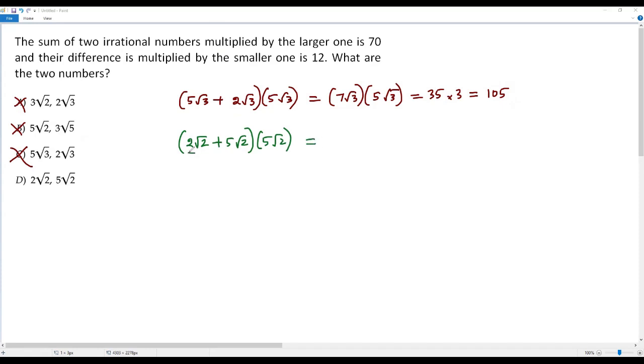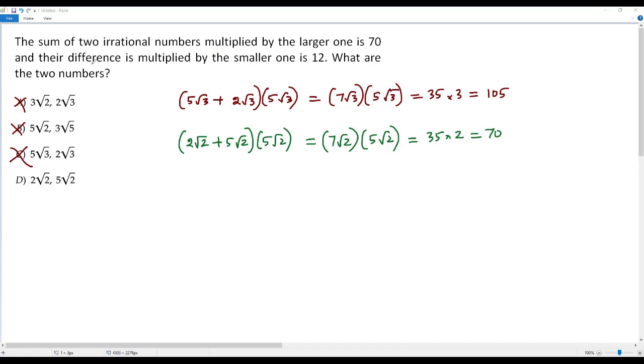When I add these two numbers, I am getting 7 times square root of 2, times 5 times square root of 2. Here 7 times 5 is 35. Square root of 2 times square root of 2 is 2. 35 times 2 is 70. When I multiply the sum of the two irrational numbers by the larger one, I am getting the result 70. That is exactly what we have in the given information.